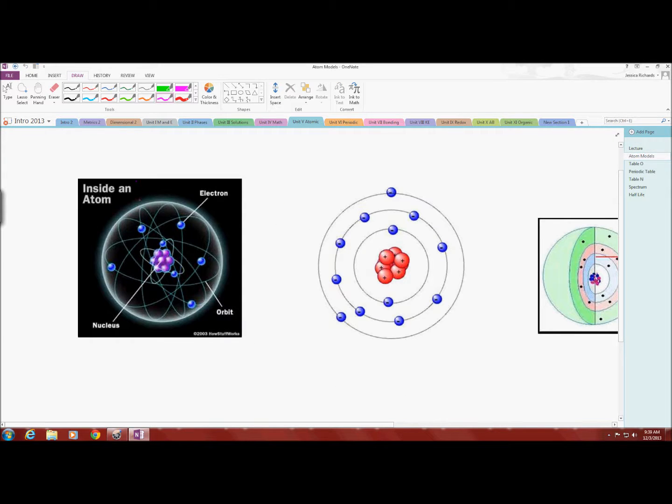So here's Rutherford's model, where you have this dense nucleus down here in the middle. Remember that the nucleus was made of protons and neutrons, and therefore always has a positive charge.